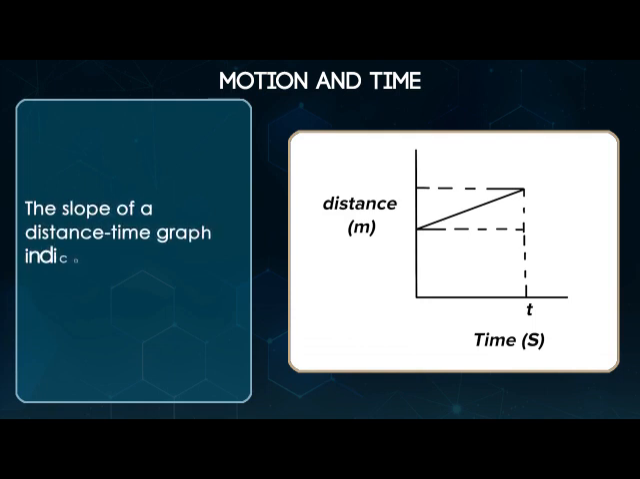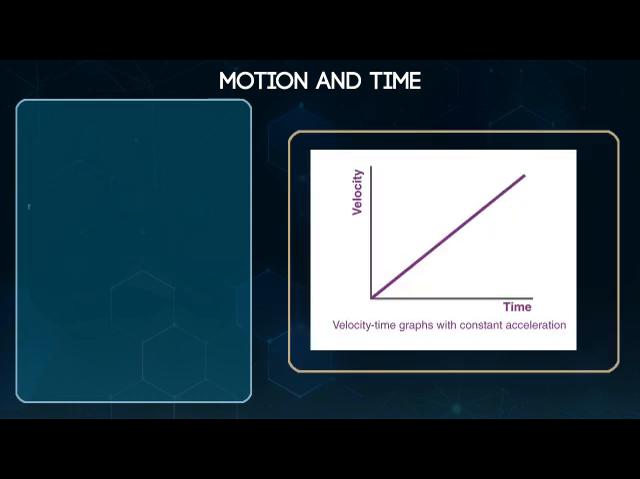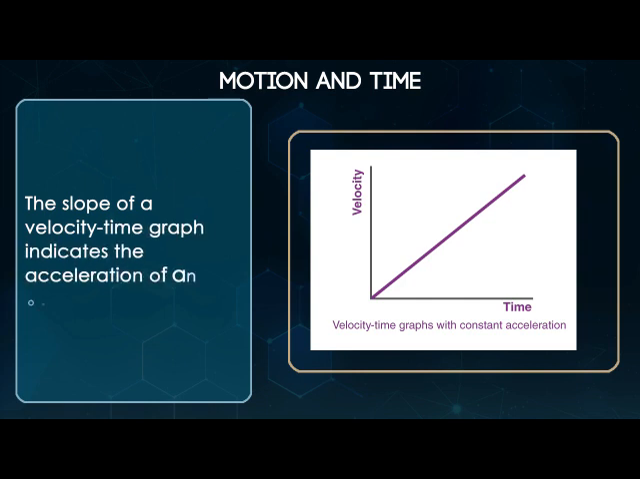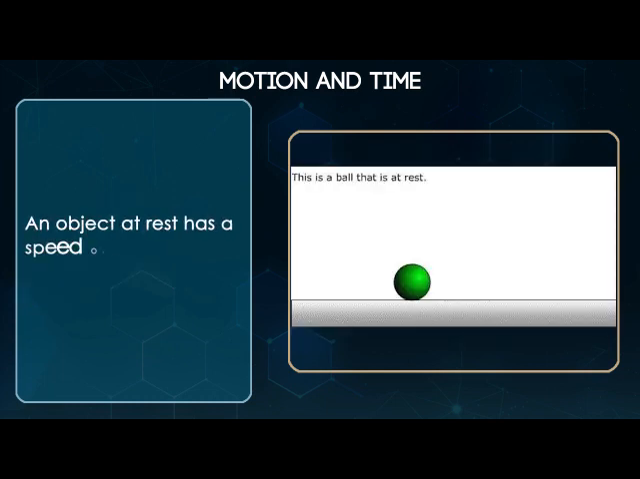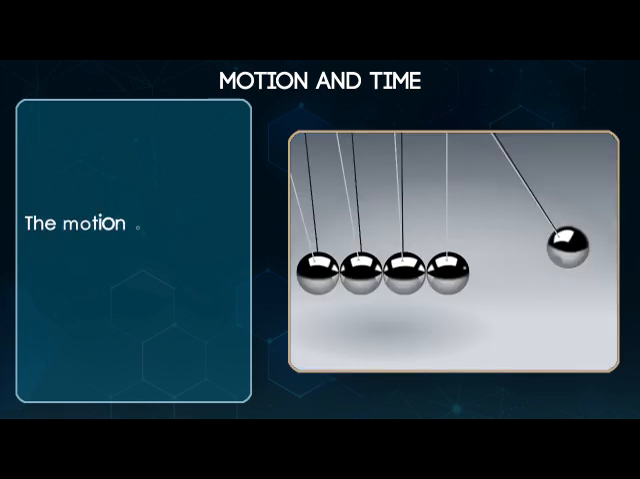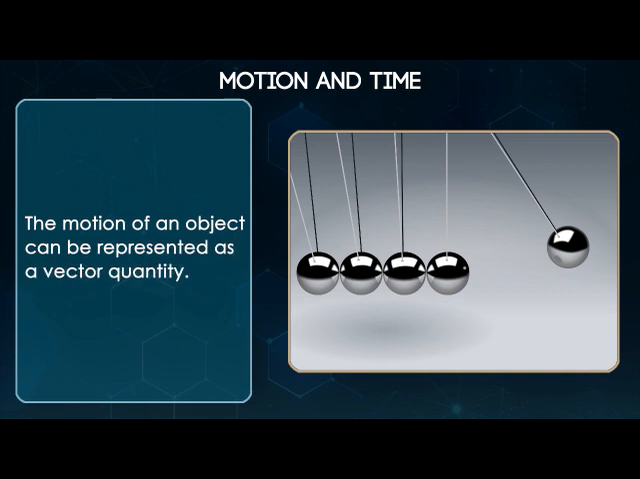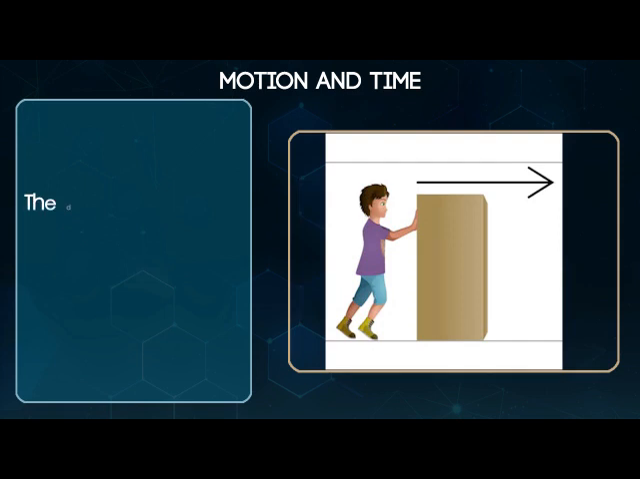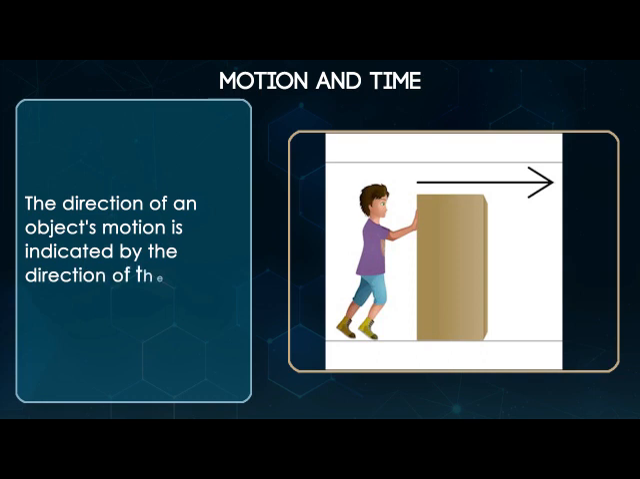The slope of a distance time graph indicates the speed of an object. The slope of a velocity time graph indicates the acceleration of an object. An object at rest has a speed of 0. The motion of an object can be represented as a vector quantity. The direction of an object's motion is indicated by the direction of the vector quantity.